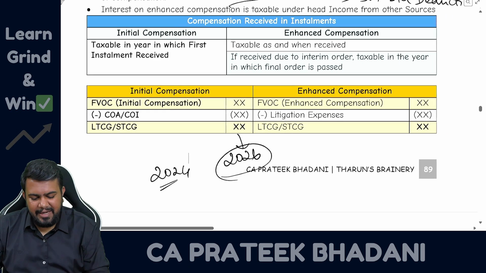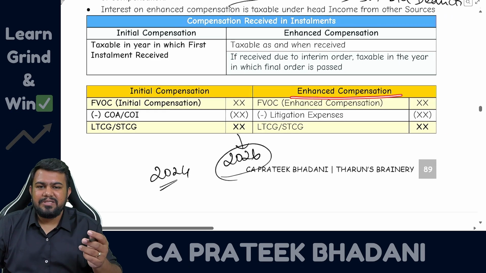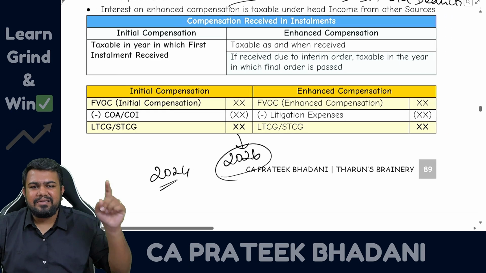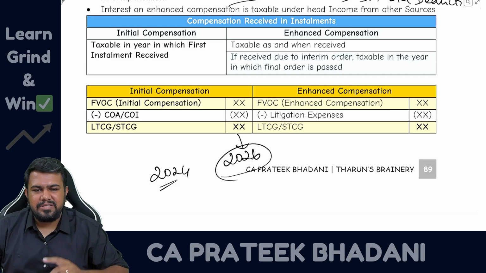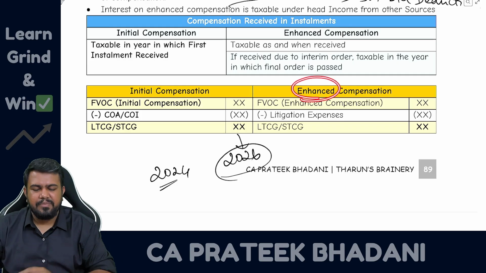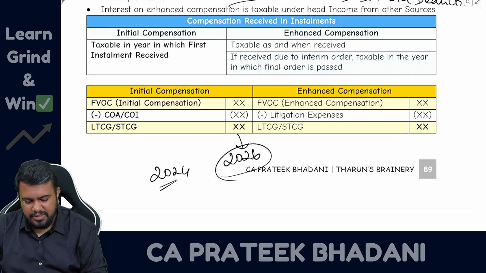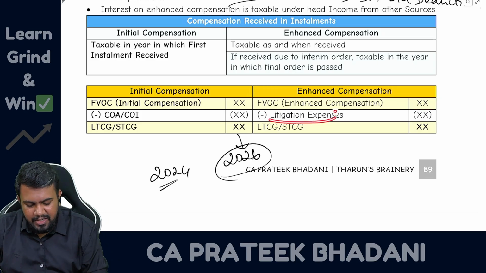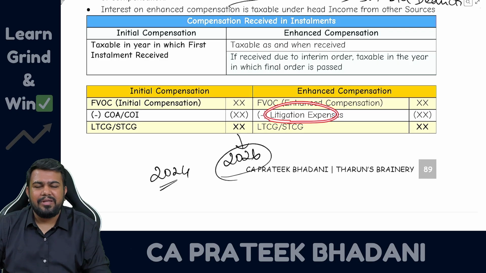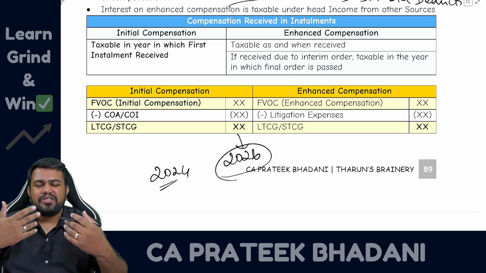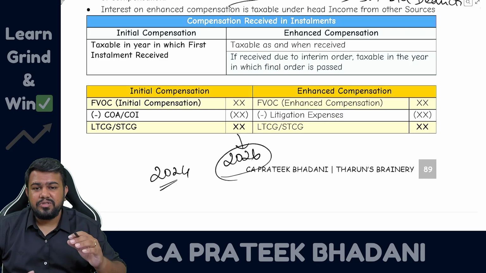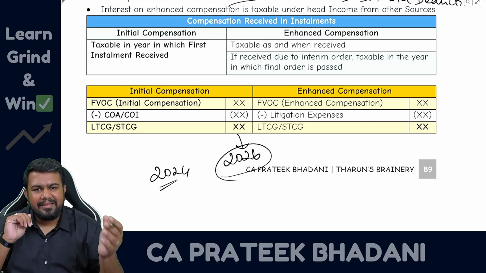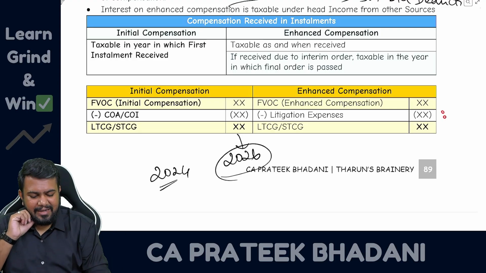Then let's talk about enhanced compensation. Enhanced compensation means what? The court has asked the government to give some extra compensation. That is only called enhanced compensation. In case of enhanced compensation, full value of consideration will be considered as enhanced compensation. And in transfer expense, you can reduce the litigation cost also. Litigation cost means what? Whatever fees you are giving to the lawyer, that you can reduce. Whatever court fees you are paying, that you can reduce. So finally you will get net consideration.